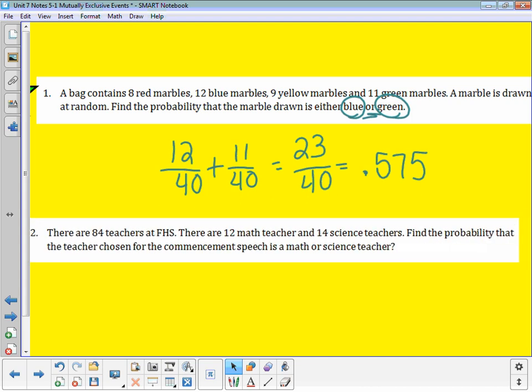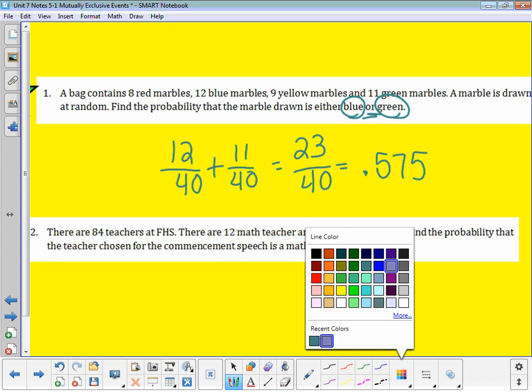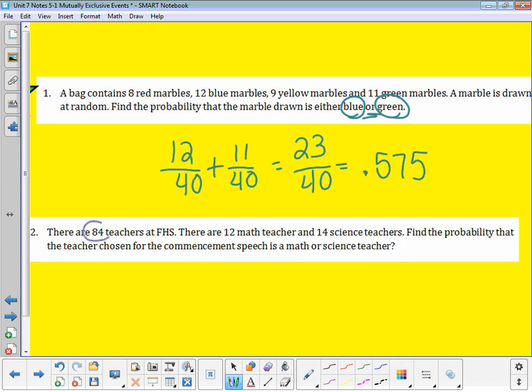Next, let's take a look at this next one. There are 84 teachers at FHS, 12 math teachers and 14 science teachers. Find the probability that a teacher chosen for the commencement speech is a math or a science teacher. So let's go through and calculate this out. First of all, 84 total teachers is going to represent the total of our fraction. Now I want to find first the probability that it's a math teacher. There are 12 math teachers, so 12 is the numerator. Next, the probability that it's a science teacher. There are 14 science teachers.